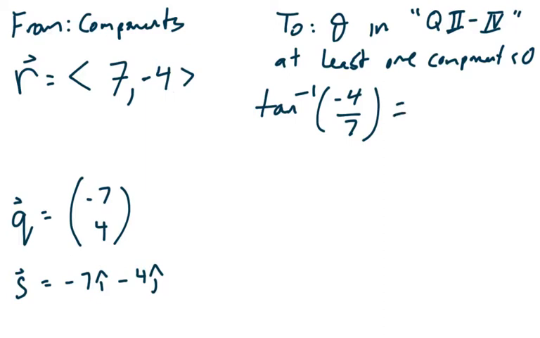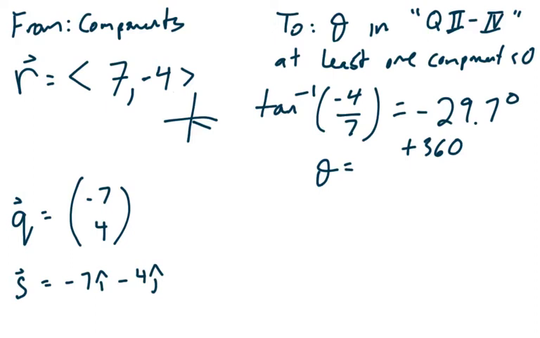Plugging that into the calculator gets us negative 29.7 degrees. However, that negative 29.7 isn't very useful. If you notice, it would be over here in quadrant 4, at 7 and negative 4. So to get it as a positive angle, we're going to have to add 360 degrees. Adding 360, the theta in this case is 330.3 degrees.